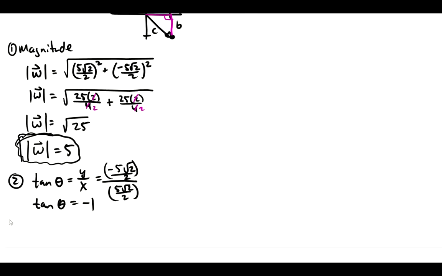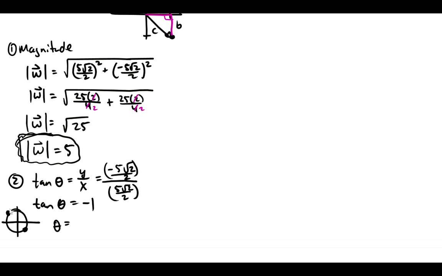And then we can use our unit circle. Tangent of theta equaling negative 1 is either in the second quadrant or the fourth quadrant, right in the middle. So I want to choose the right one. Now, I was about to do radians, but they usually do degrees with vectors. You could do radians if you want, but I'm going to do degrees.